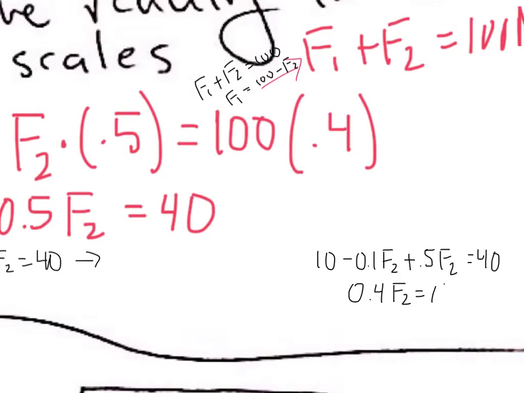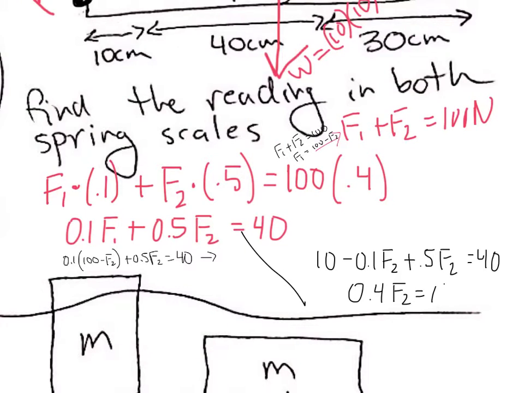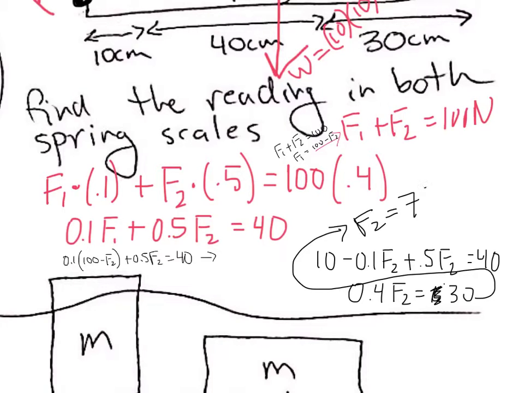not 10. Nope. No. Ooh, I did not mean to do that. Dang. Oh, there we go. Nice. Good work, Torville. Okay, where was I? Right. 0.4 F2 equals, there we go, 30. And then dividing 30 by 0.4 yields that F2 is, oh, this is so fun, 75 newtons.